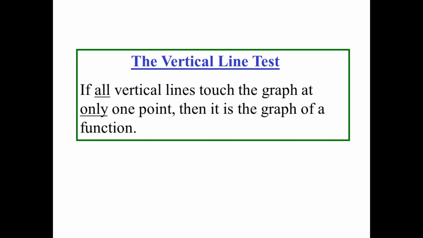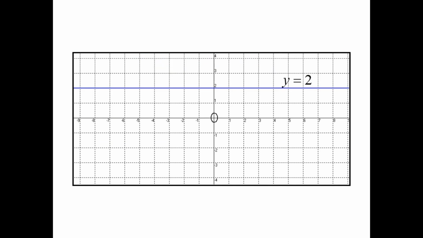So there's this thing called the vertical line test. You can look at a graph on a grid and test it using vertical lines. If all the vertical lines touch the graph at only one point, then it is the graph of a function. So we can test it by drawing vertical lines and seeing if they intersect the graph more than once. Let's do some examples of this.